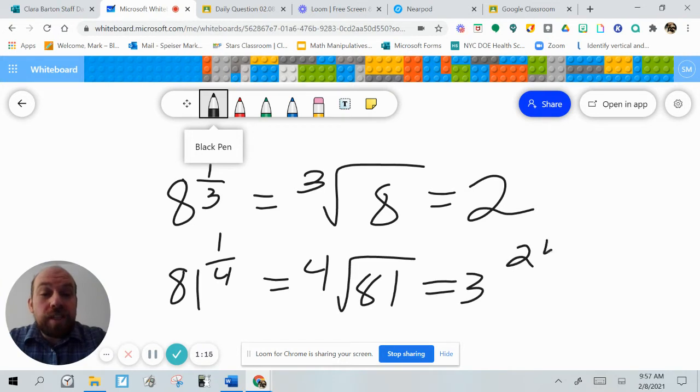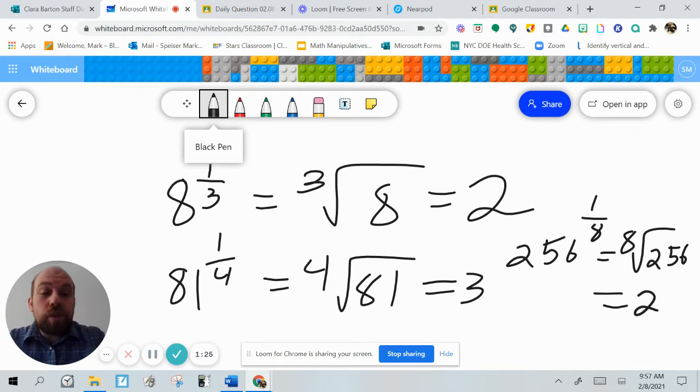Let's say we had 256 to the 1/8 power. That's the 8th root of 256. And you take out a calculator and figure out, 2 times 2 times 2 times 2 times 2 times 2 times 2 times 2, 8 times, will give you 256.